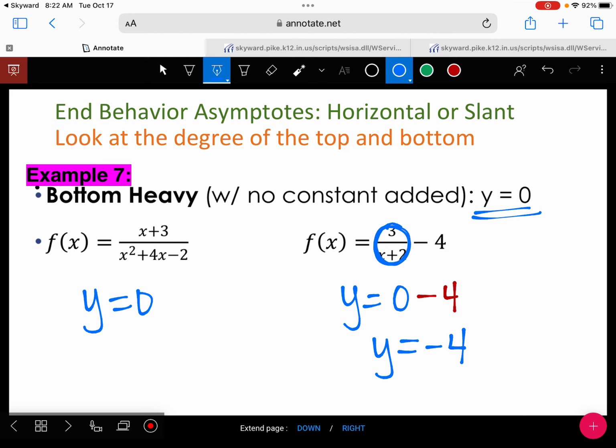That higher exponent in the denominator is bottom heavy. It's not for the y-intercept. That is your horizontal asymptote, or your end behavior asymptote.